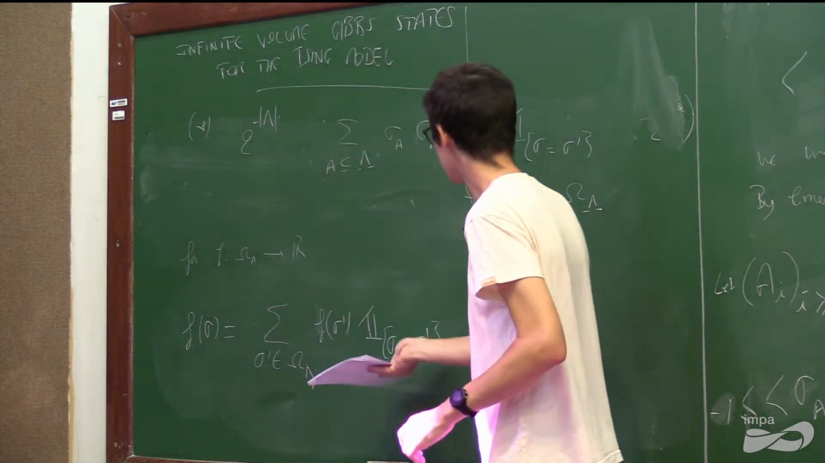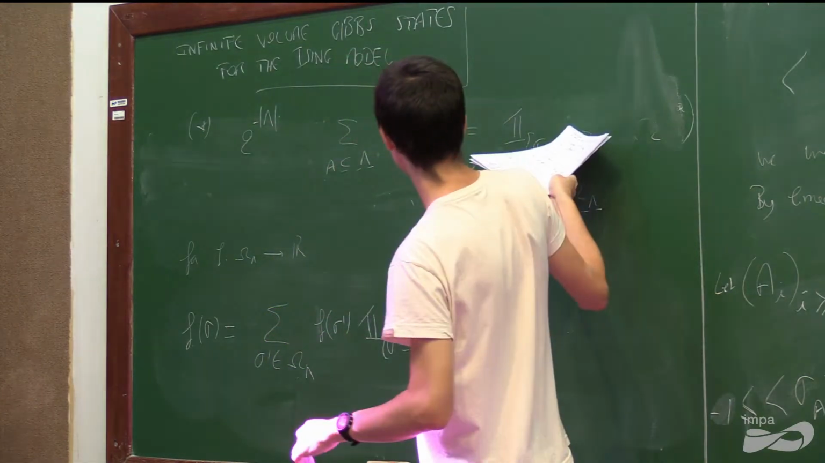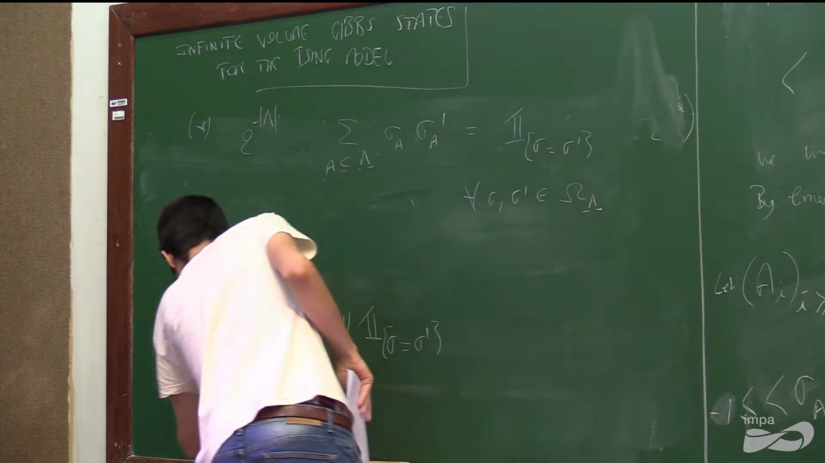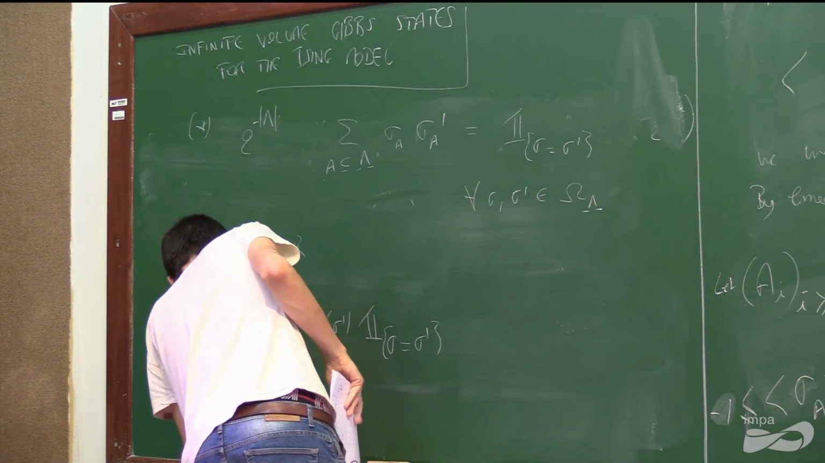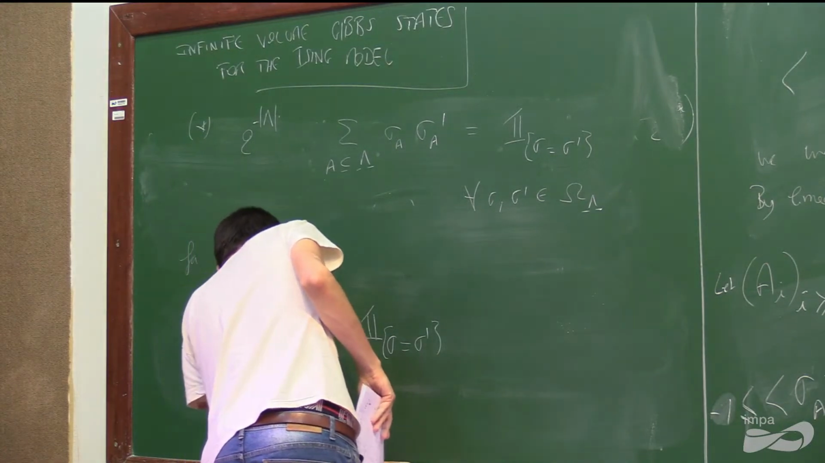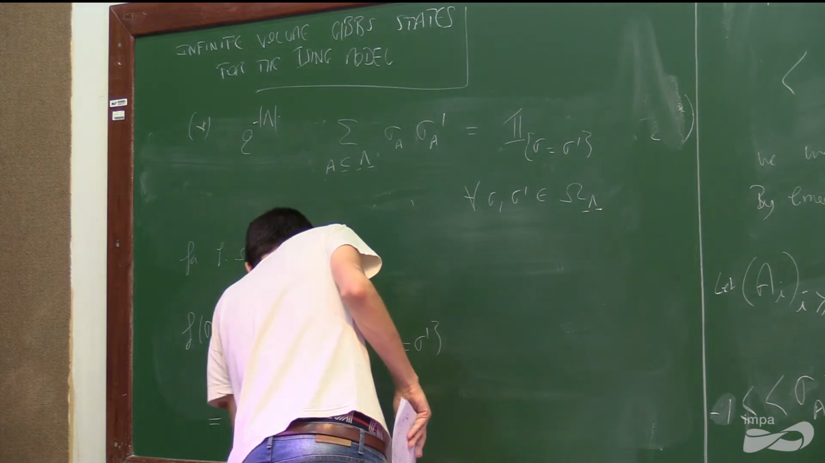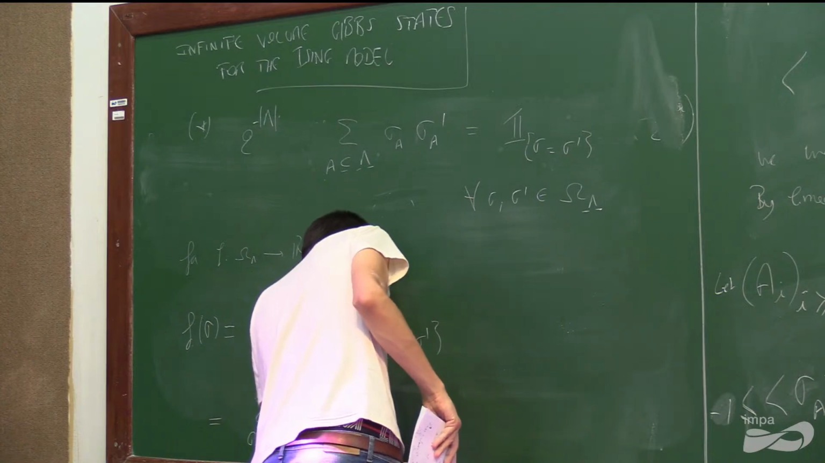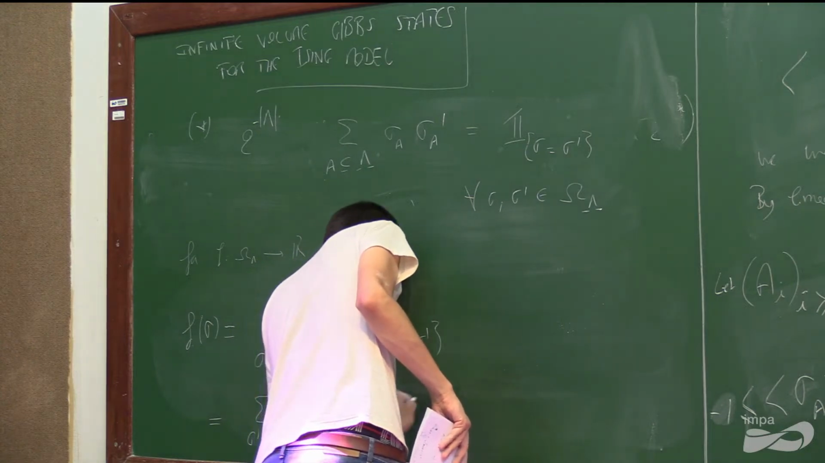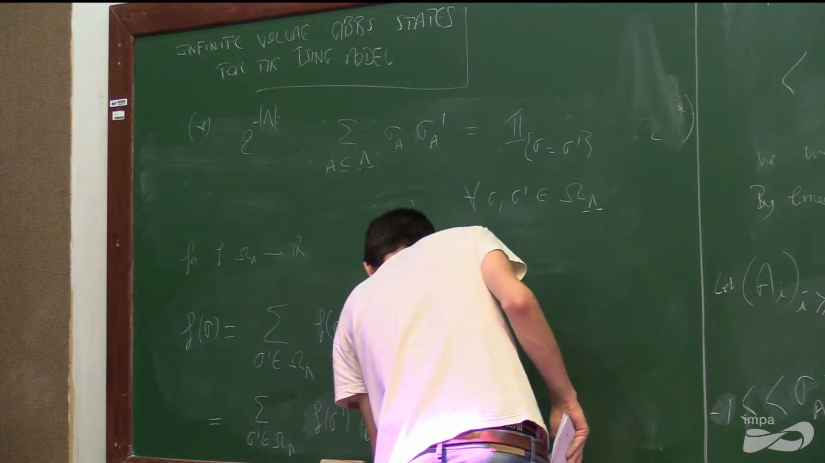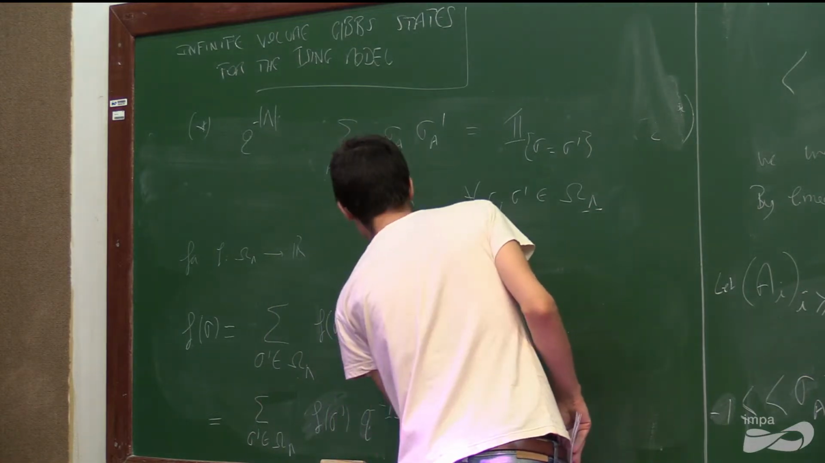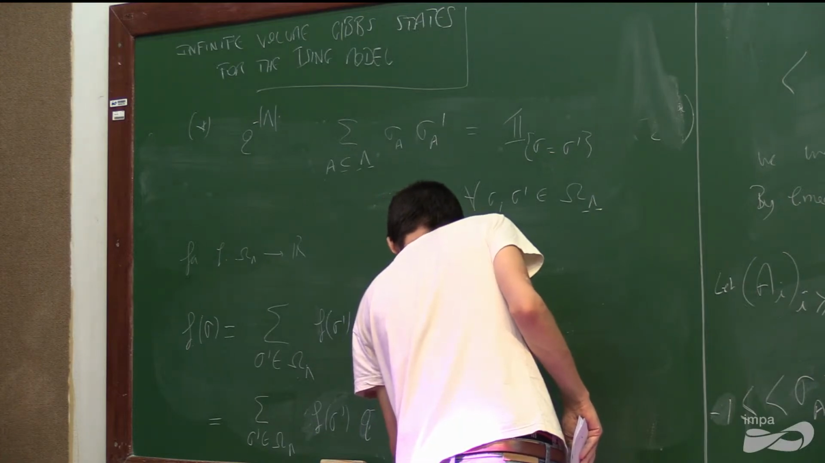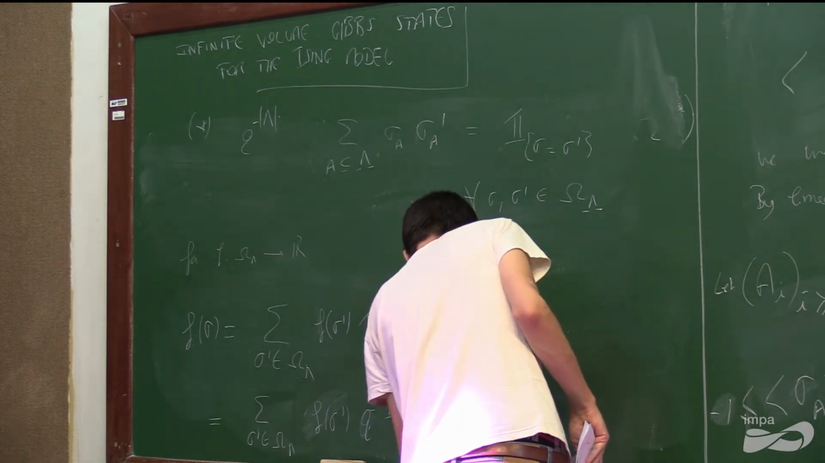Okay, and now you can use this expression to write this. So this is equal to the sum over sigma prime in omega lambda, 2 to the minus lambda, f of sigma prime, 2 to the minus lambda, sum over A included in lambda, sigma A, sigma prime of A.